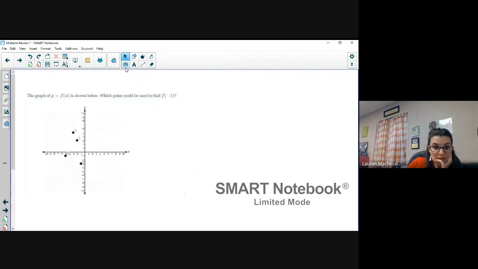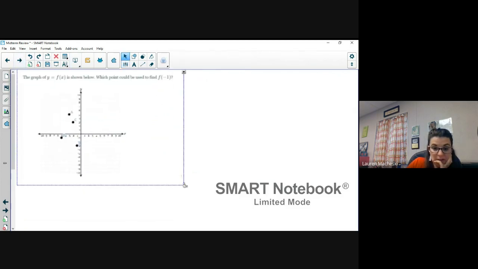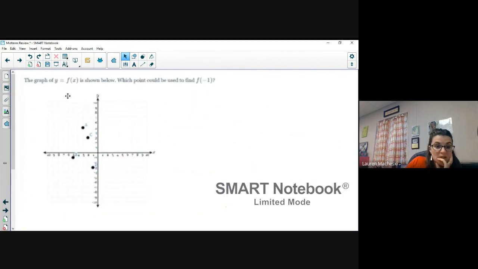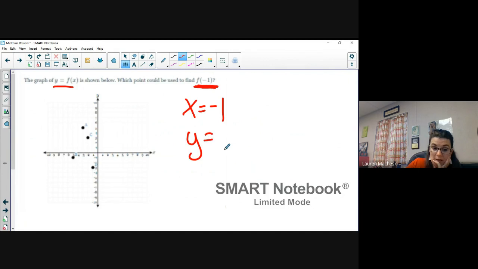And last but not least, I believe this is the last one. So I'm given a graph below, y equals f of x. Which point can be used to find f of negative 1? Remember, when it's in parentheses like that, that's in place of x. So they're telling you if x is negative 1, what is y?